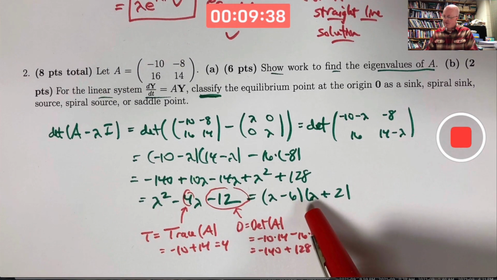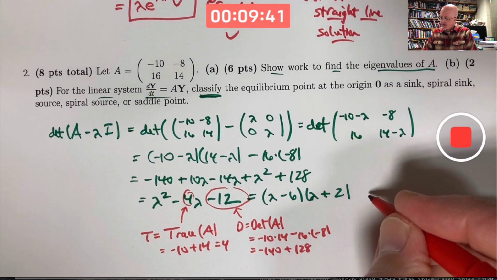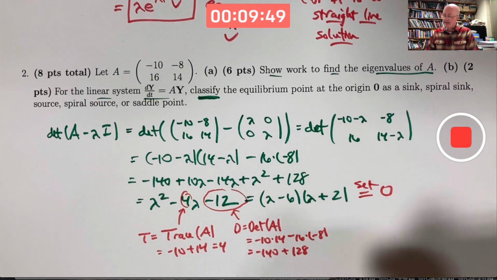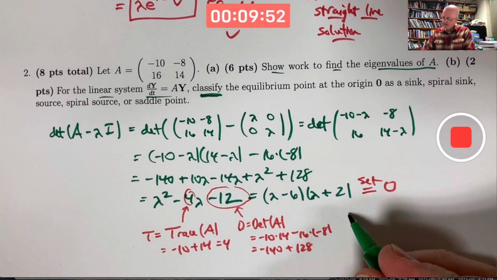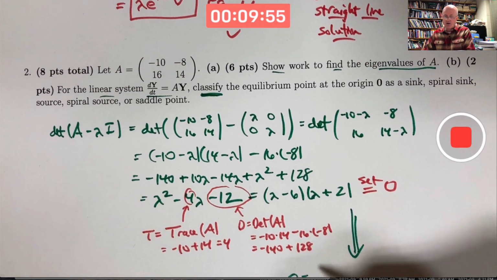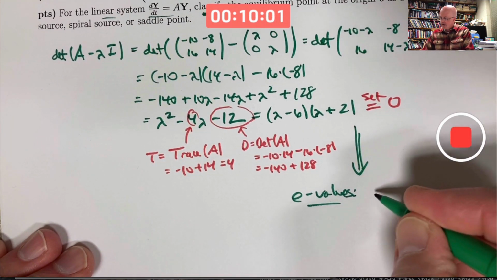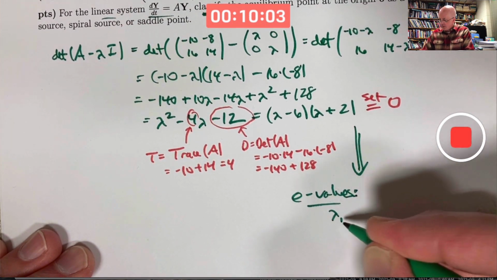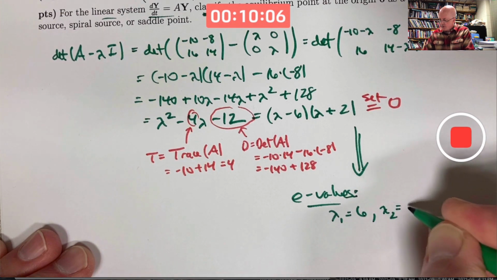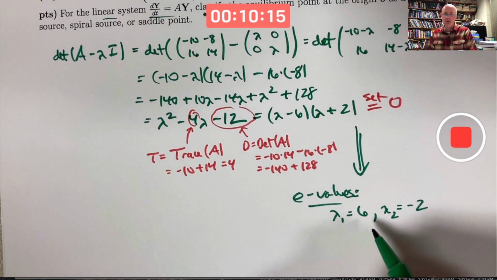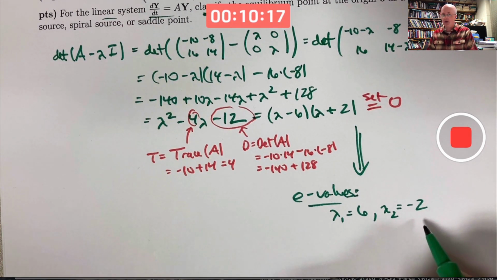Anyway, we can factor it, and then we set it equal to 0 to solve the characteristic equation for the eigenvalues of A. The roots here are going to be obviously 6 and -2. So the eigenvalues that we're after, I'll just call them E values here, are going to be, you could use subscripts if you like, lambda 1 equals 6 and lambda 2 equals -2. The subscript ordering is arbitrary. I could have said lambda 1 is -2 and lambda 2 equals 6. The important thing is that in this case, one is a positive real number and one is a negative real number.